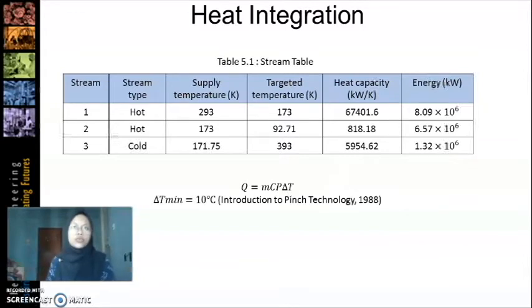And in order to proceed with the next step, we actually need to set a minimum temperature difference, and we set our minimum temperature difference as 10 degrees C, which is based on literature, as it stated that an LNG process can be categorized as petrochemical.